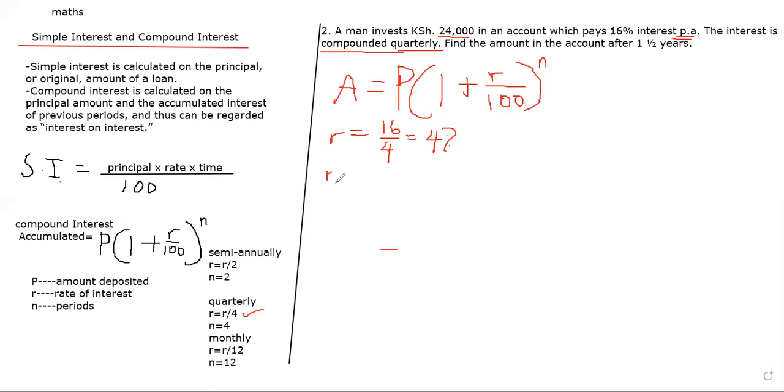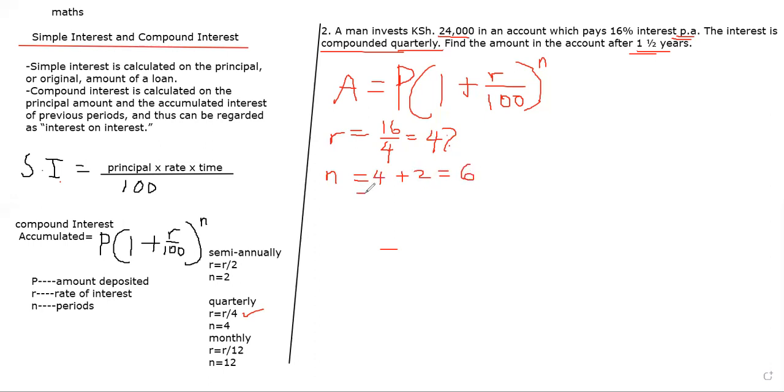Now N is the number of periods. This is 1.5 years. That is the time. So in a year, the guy is getting interest 4 times. Quarterly means after every 3 months, 3 months, 3 months, 3 months. So the first year is going to get interest 4 times, then and a half. In a year, it's getting 4. So half of 4 will be 2. That is equivalent to 6 interest periods.